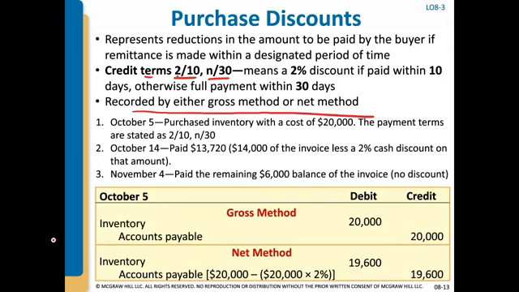On October 5th, we purchased inventory with a cost of $20,000 and the payment terms are stated 2/10, n/30. Under the gross method, I would just debit inventory for the full amount and credit accounts payable for the full amount. However, under the net method, I assume that I am going to pay within that 10-day period and therefore get a discount. So when I debit my inventory, it's at 98%, 20,000 times 98%, which assumes a 2% discount. I would debit my inventory for 19,600 and credit my accounts payable for the same amount.